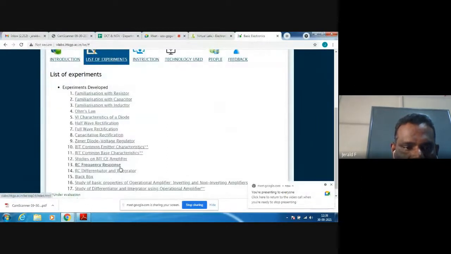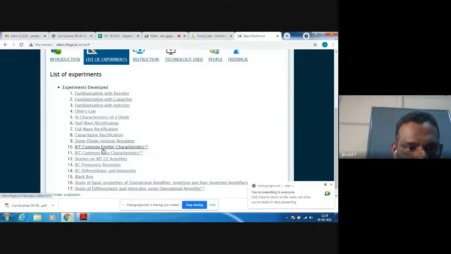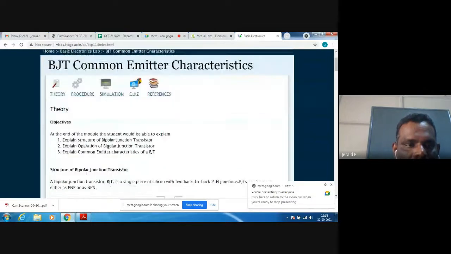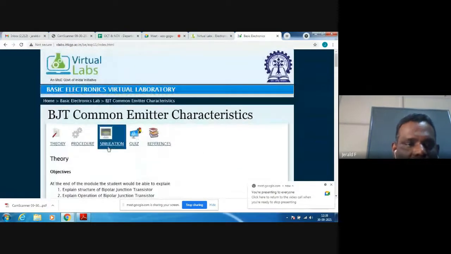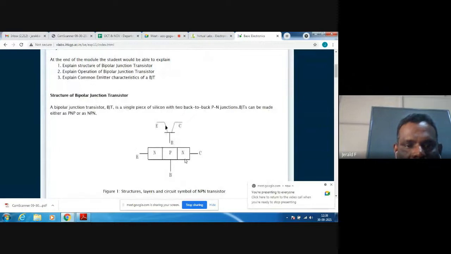Next we go to common emitter characteristics. Everyone has to see that. Okay, see the common emitter characteristics. Everything is available in the virtual labs, so a lot of applications can be used. For the theoretical part, everything is available.